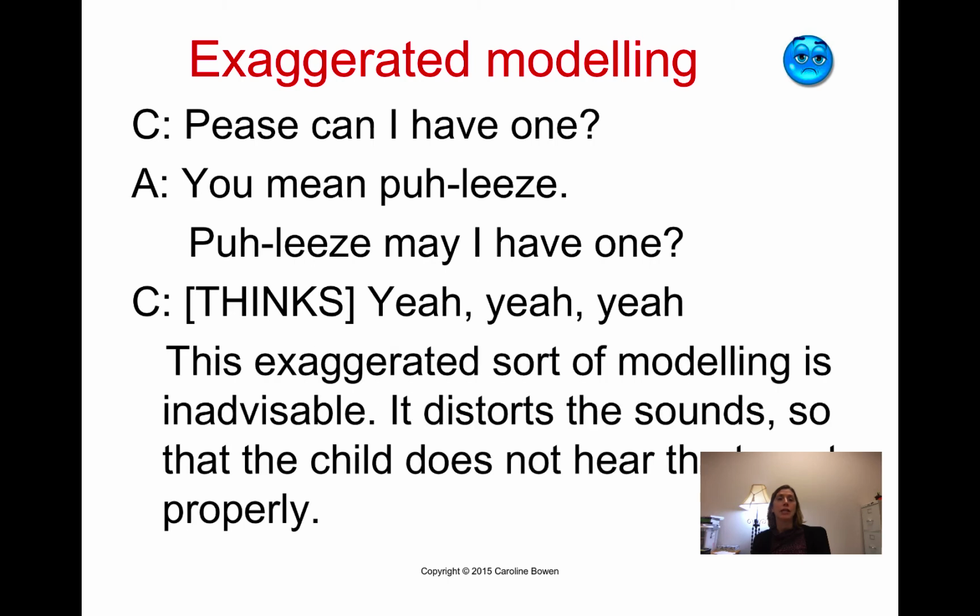All right, so that exaggerated modeling really doesn't work either. It distorts the sounds completely. It's like two whole separate words, puh and lees. And so again, this kiddo is not hearing the target correctly, right? So you say, please, can I have it? And make sure you're modeling correctly, no baby talk. You can maybe have a little bit more intonation on it, but nothing to over-exaggerate it.